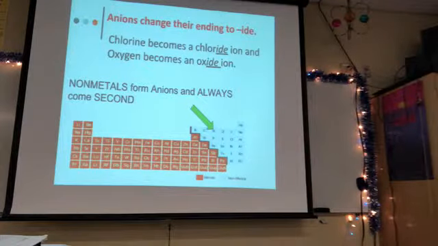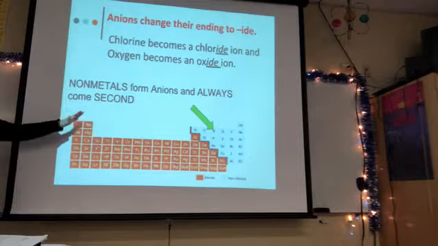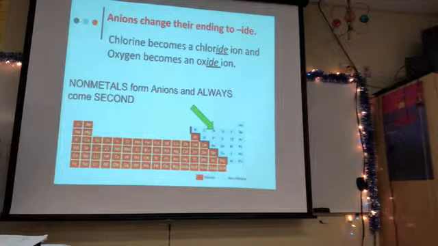Well, carbon becomes carbide. If hydrogen is the second element in an ionic compound, it becomes hydride. Selenium becomes selenide. Silicon becomes silicide. Okay? And I will give you some leeway on these. I'll give you a little time for knowing how to do these. So, we'll practice. But nonmetals form the anions. They always come second in the compound.